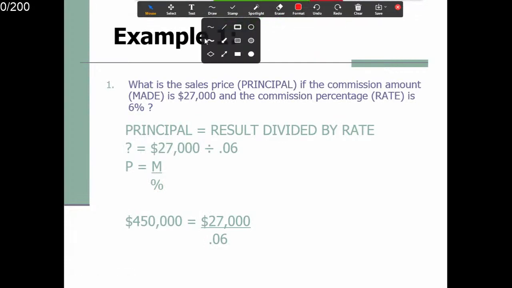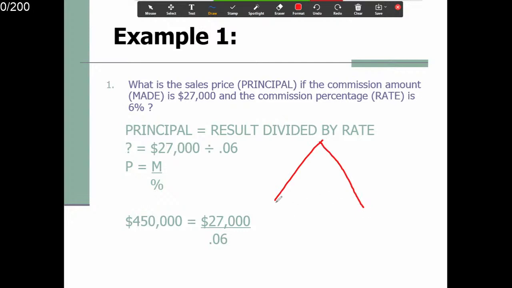We give you an example. It says, what is the sell price, the principal, if the commission amount made is 27,000 and the commission percentage rate is 6%? So without further ado, let's do the triangle. So what do they give you? What is the sell price?